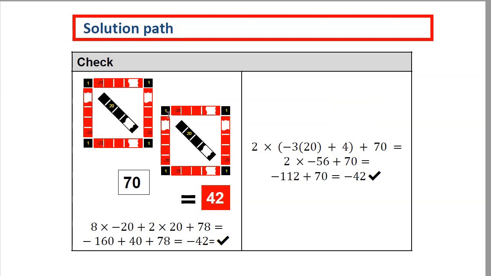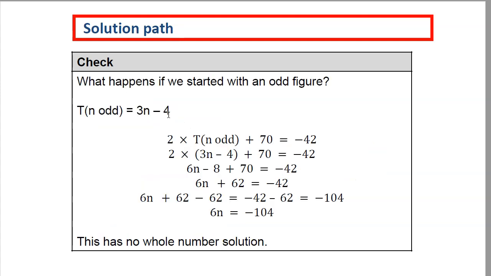Let's check our work. If we put 20 into our figure and do our calculation, we find that we have 42 red tiles. And on the right, we end up with negative 42. What happens if we started with an odd figure? Because remember, we decided to start with the even figure in our calculation.